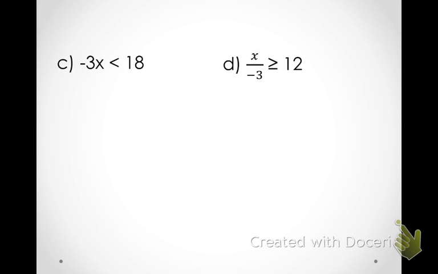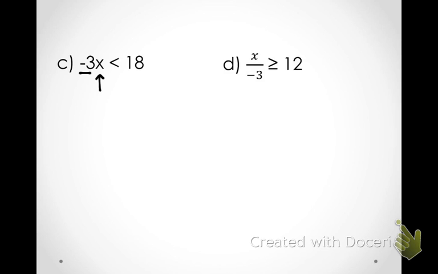Problem C, negative 3x is less than 18. Identify the variable. X. What is not allowing the x to be by itself? Negative 3. What about negative 3? Multiply by negative 3, because remember, whenever you have a number right next to a variable, that always means that you're multiplying.